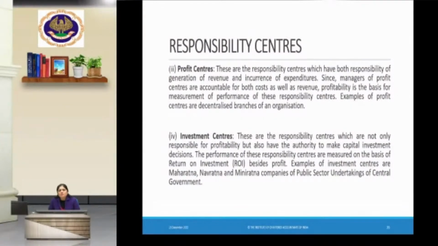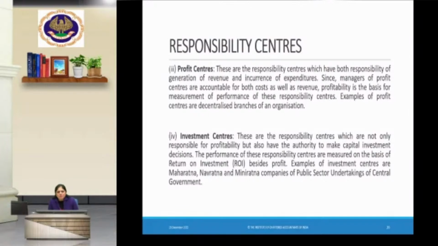Investment centers are those responsible centers who have the cost also, the revenue also, and they invest also. Right? So since they are investing, they are responsible for how much return on investment they are generating for the organization. So those are investment centers. They have the authority to make capital investment also. When I was talking about branches, they generally don't make capital investment. They just generate the profit. Capital investment is done by head offices only. But there are certain investment centers that generate the profit and also have the authority to make capital investment.